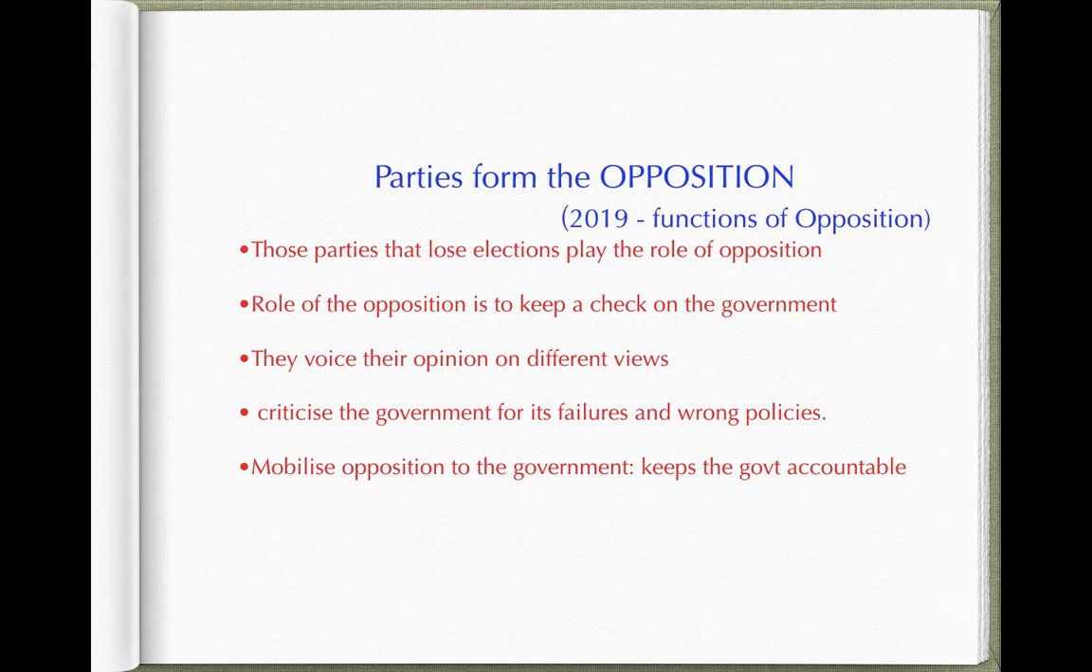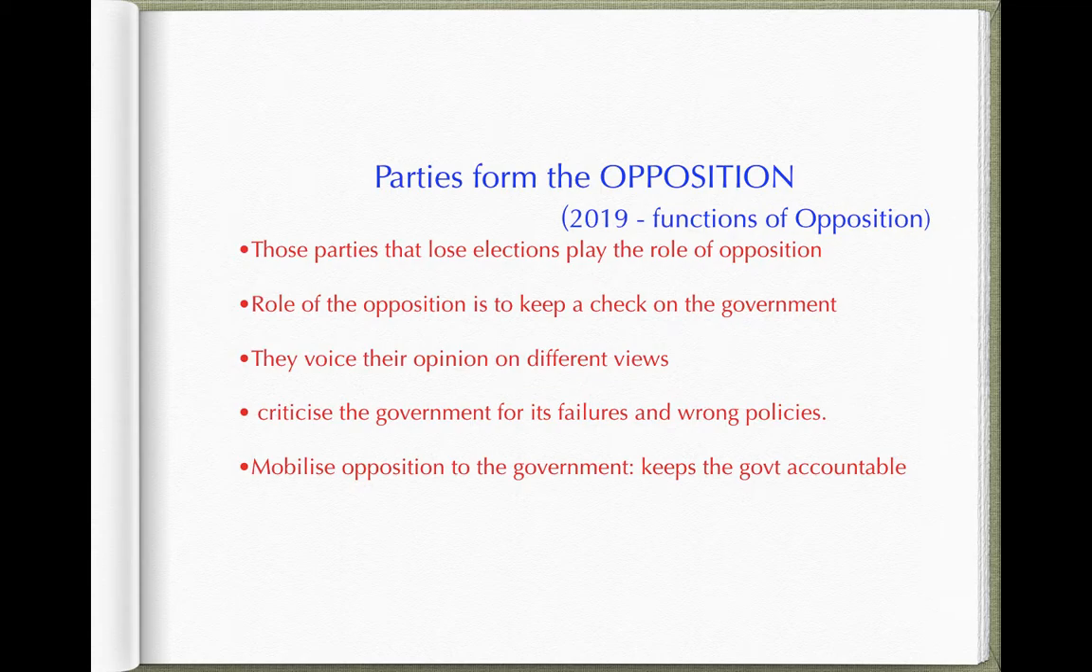And this was what was asked in 2019. A 3 marks question was there. What were the functions of the opposition, or what are the functions of the opposition party? Okay, so as I said, the opposition party in a democracy also has a very important function.